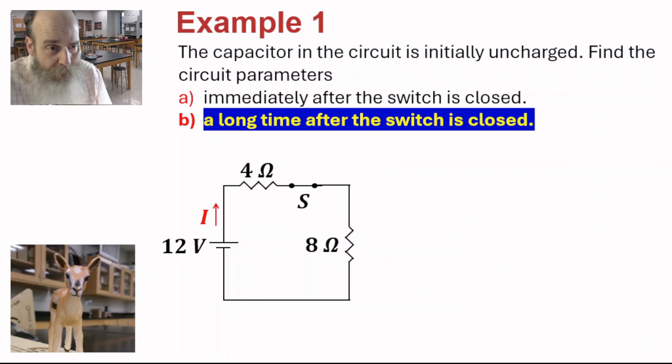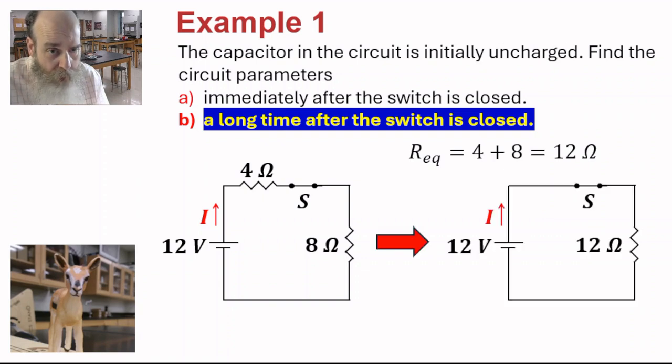So our circuit becomes this: a 12-volt battery with 2 resistors in series. The equivalent resistance is 4 plus 8 equals 12 ohms. So our circuit becomes this: a 12-volt battery across a 12 ohm resistor.